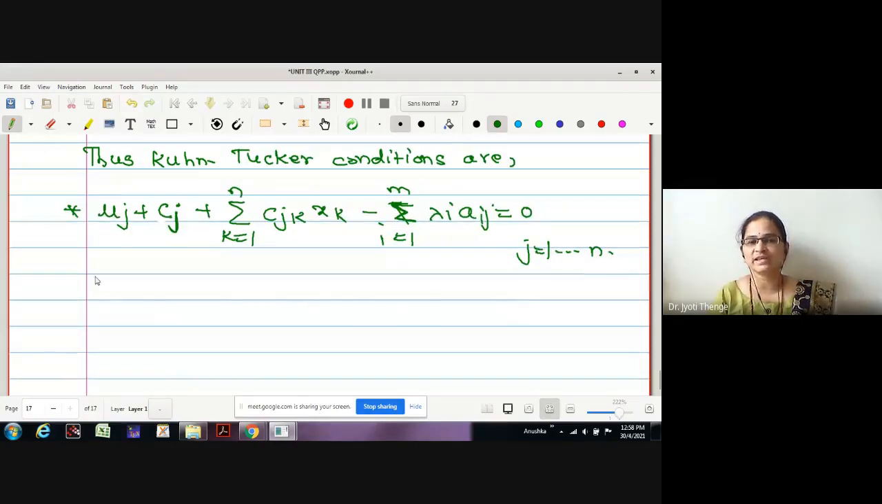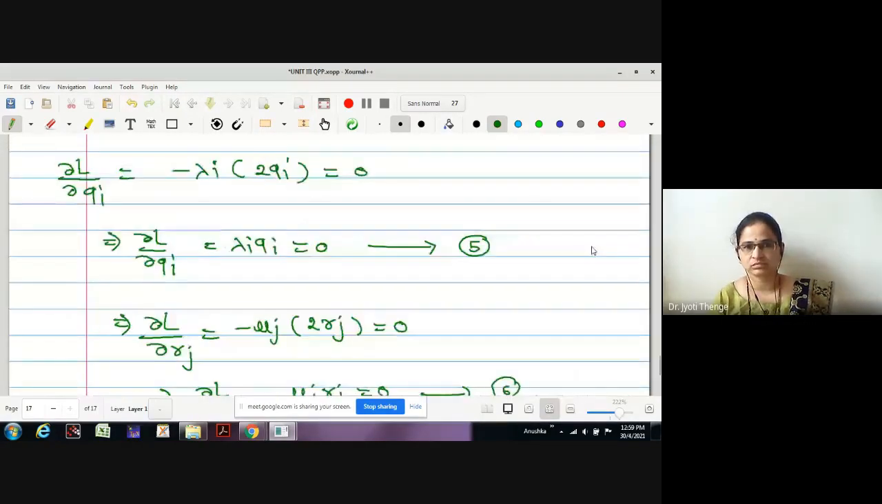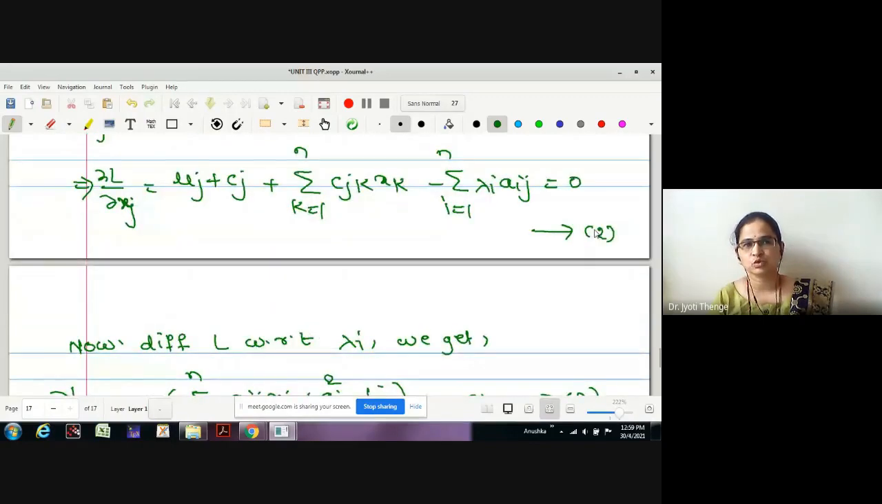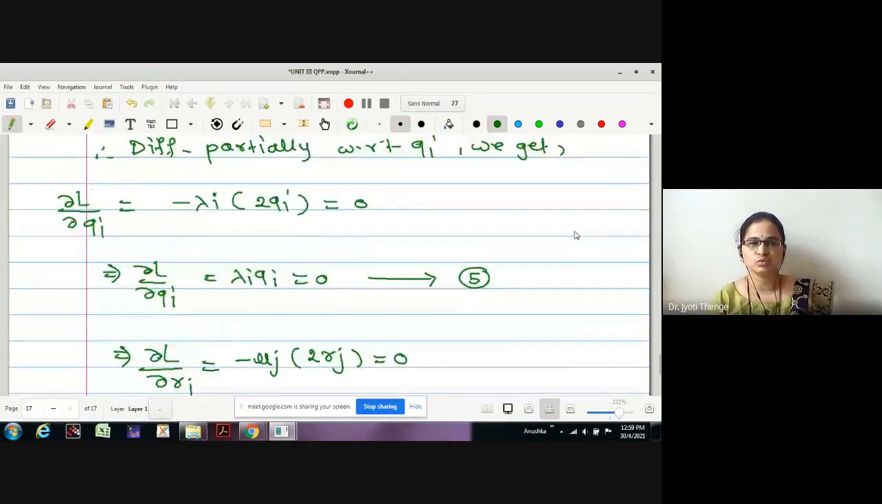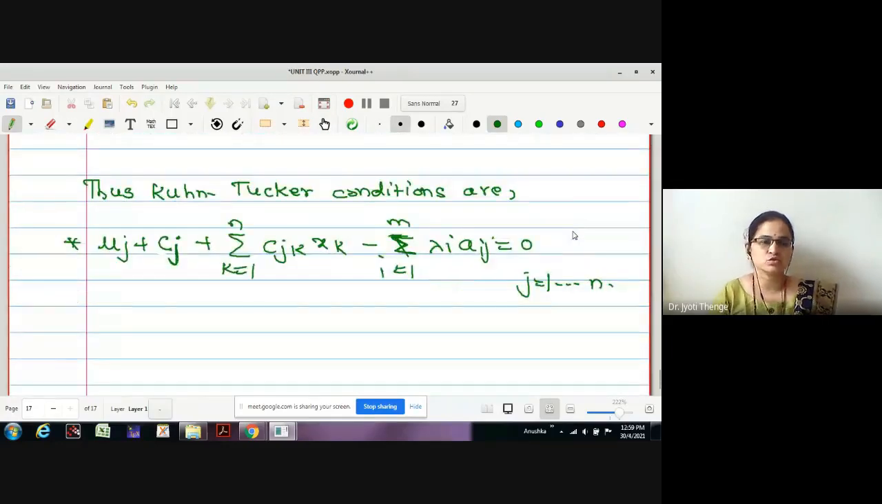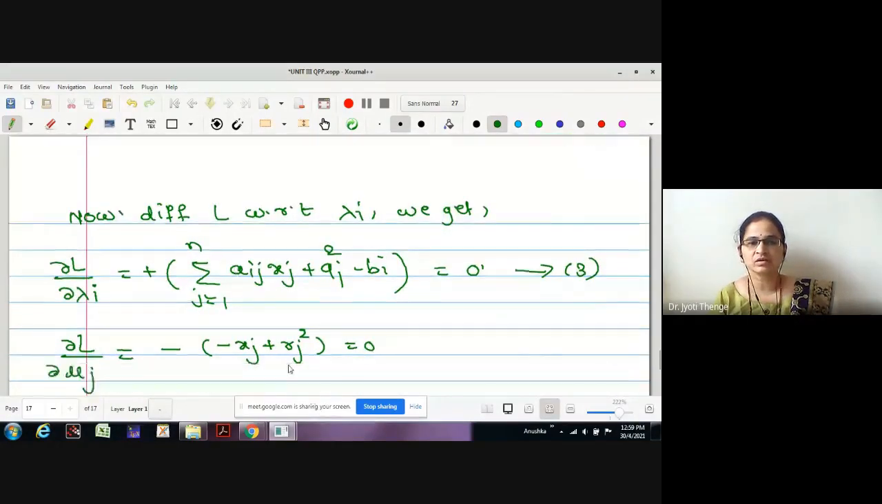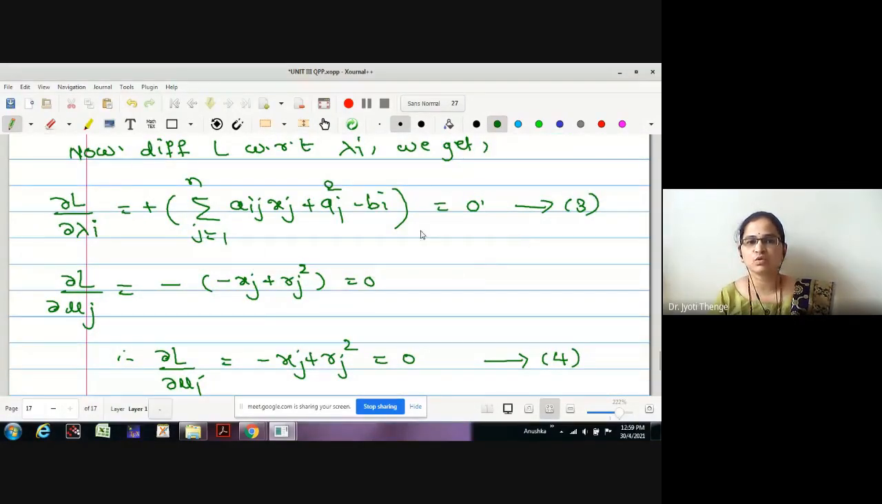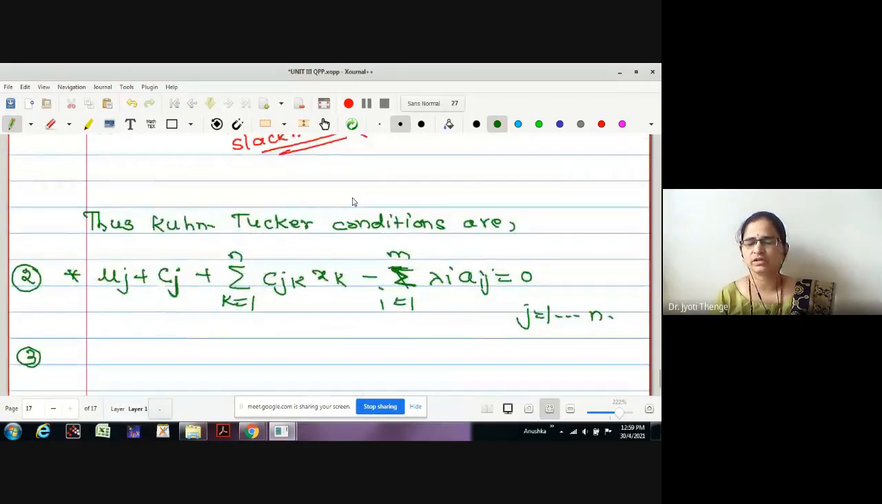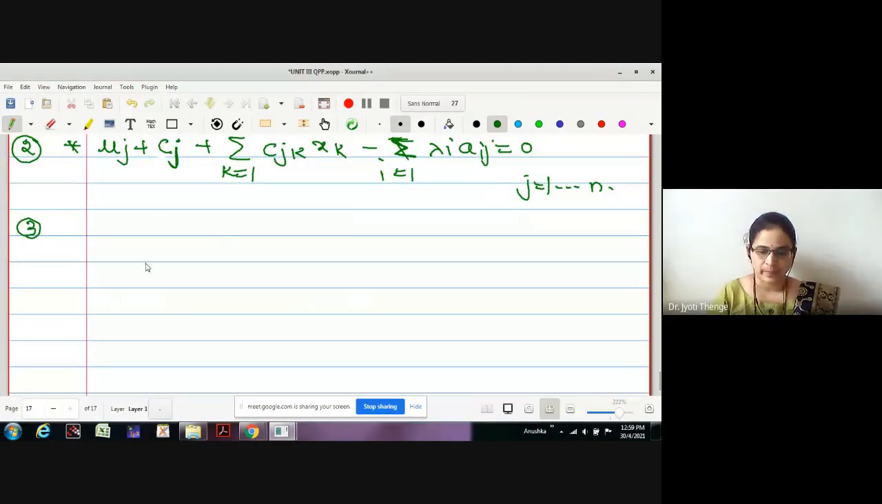Actually, I cannot call it the first because these are in all n conditions. This is the resultant of the first. What is the number of this equation? Sorry, it is 2. This is 2 I have written. Next, if I go for 3, actually 3 is the original constraint equation. So may I write it?